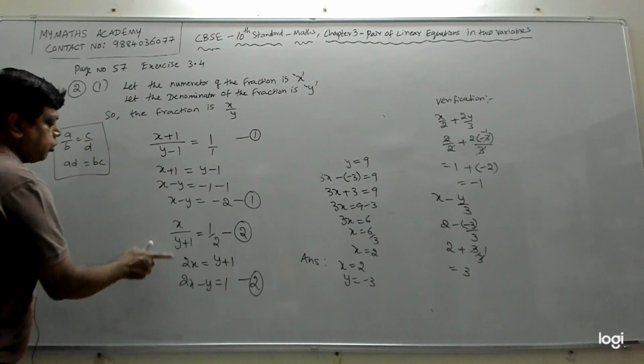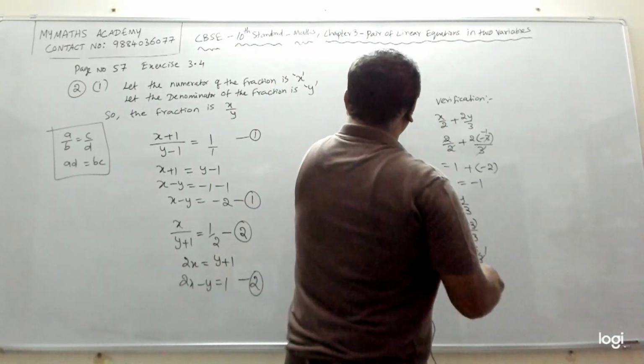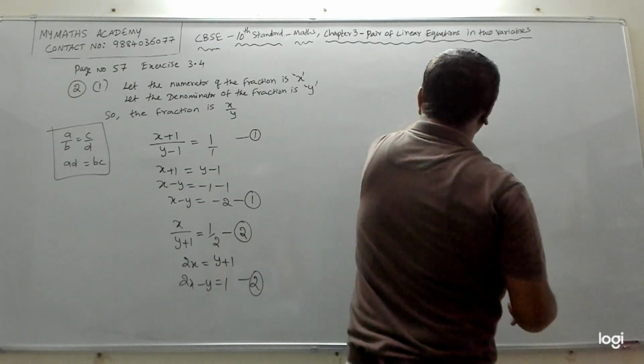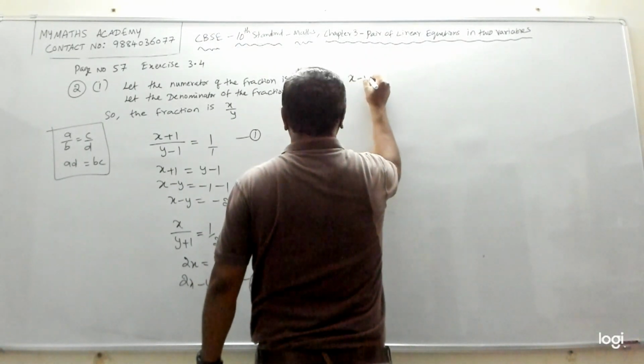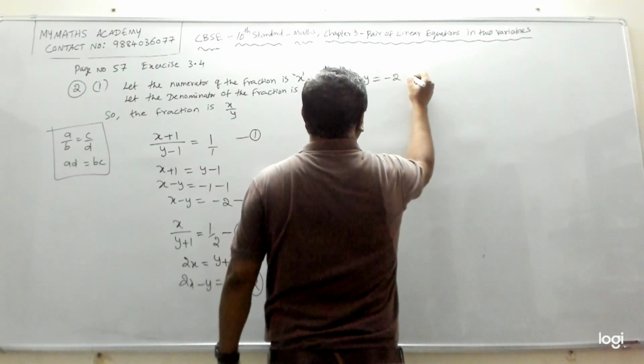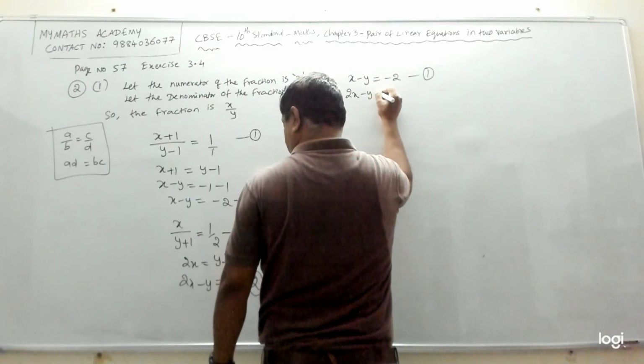Now we have got two equations. So what are the two equations? I told you there are three parts to this problem. The first part is forming the equation, which is x minus y equal to minus 2. This is the first equation. Then 2x minus y equal to 1.